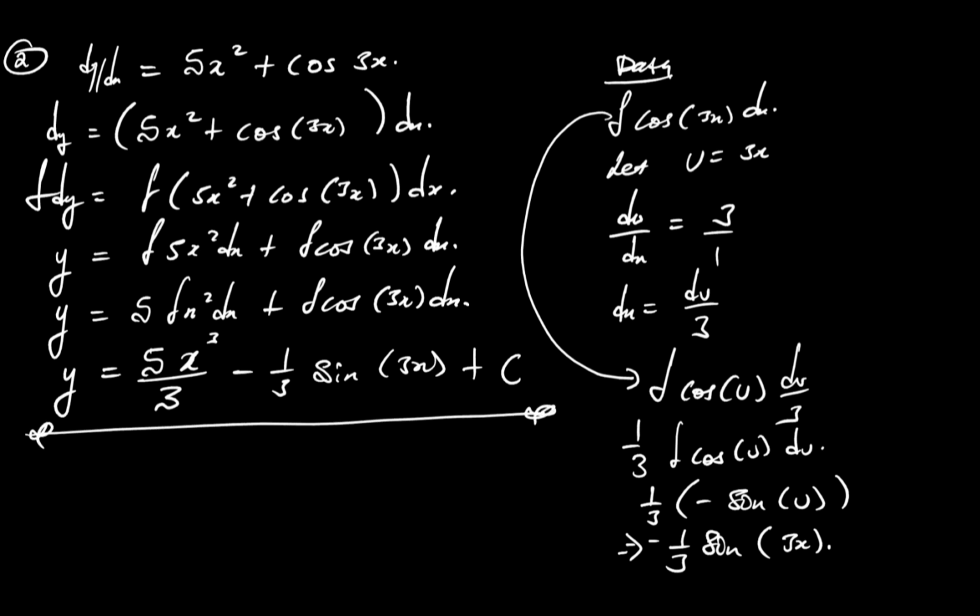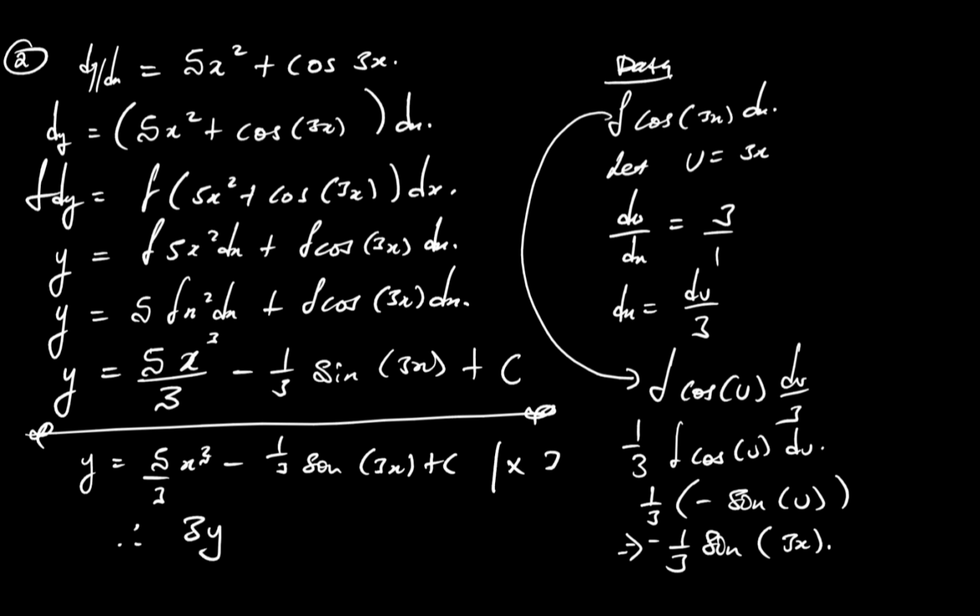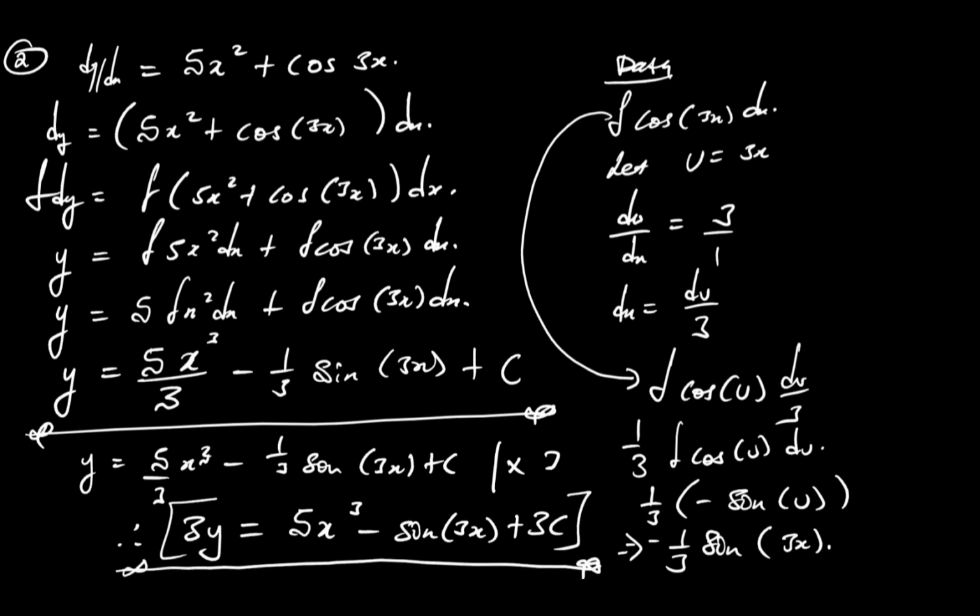Now, for most of you who do not really prefer seeing fractions, you can always multiply throughout the equation by 3. So you have y being equal to 5x cubed minus 1 over 3, this is over 3 as well, sine of 3x plus c. Then multiply everything by 3. So therefore, we end up having 3y being equal to 5x cubed minus sine of 3x plus 3c. So this would basically be our final answer.